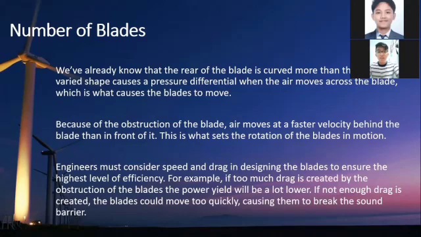Engineers must consider speed and drag in designing the blades to ensure the highest level of efficiency. For example, if too much drag is created by the obstruction, the blades' power yield will be a lot lower. If not enough drag is created, the blades could move too quickly, causing them to break the sound barrier. So next.